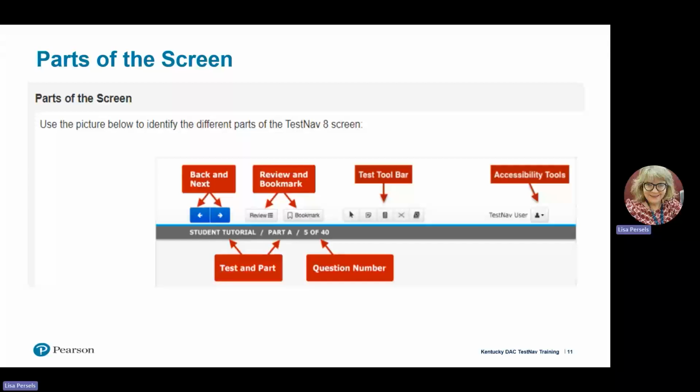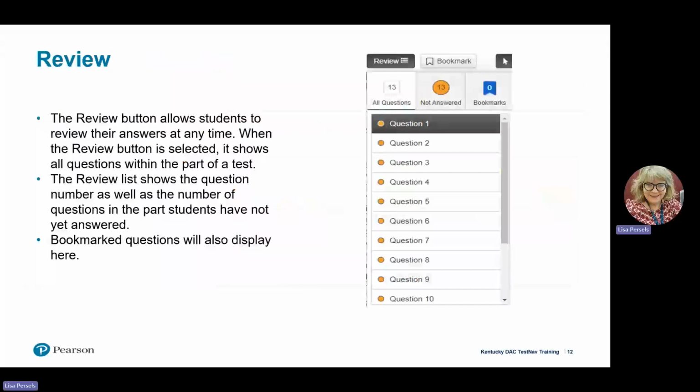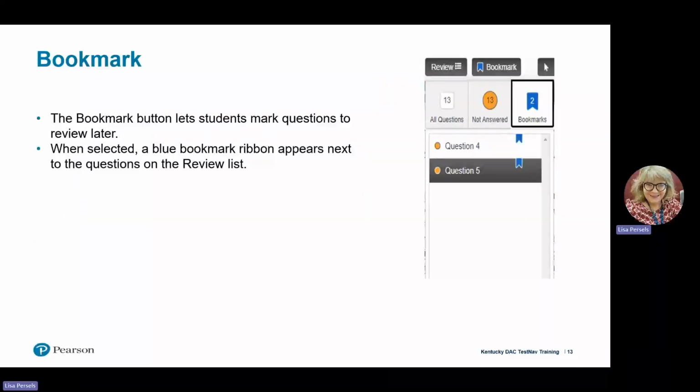So let's take a look at review and bookmark. If they click on that in the toolbar, this is typically what they'll see on that review list. I want to call your attention to the use of the colors orange and blue. Orange signifies that the student has not answered that question yet. If they choose to bookmark an item to return to later for review, and you click on that blue icon in the toolbar, this is what the student will see. This allows the student to easily navigate back to those bookmarks to do their recheck.